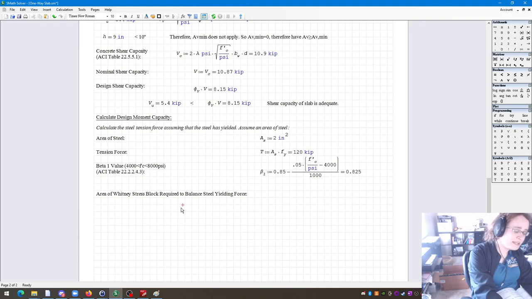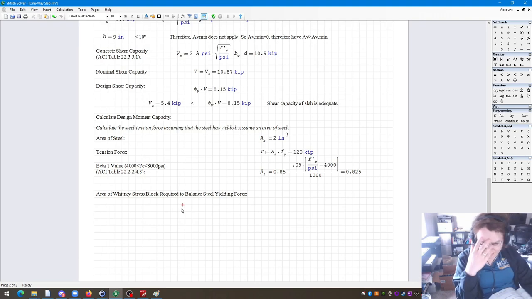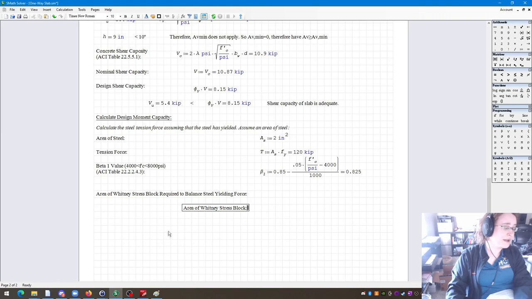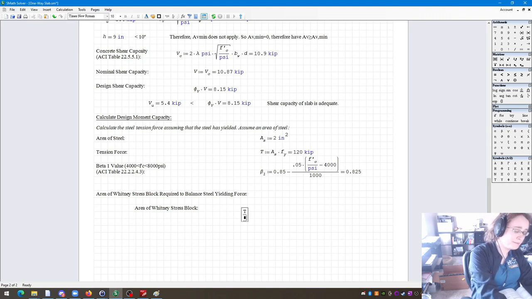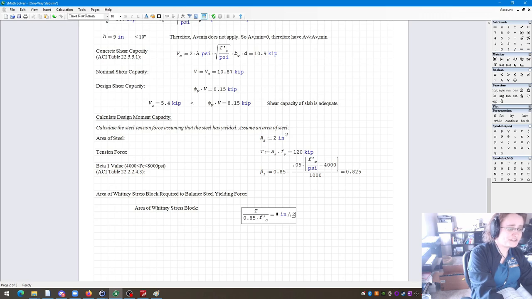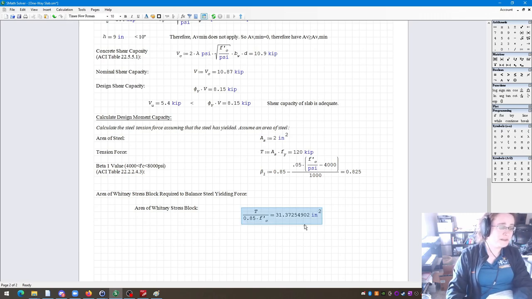Remember, the whole idea of flexural design within the ACI system is that we're going to have a stress of 0.85 times f'c over the entire area of the Whitney stress block. So the area of the Whitney stress block for our 1 foot wide beam is just going to be T divided by 0.85 times f'c, and in inches squared, 31.37 inches squared.